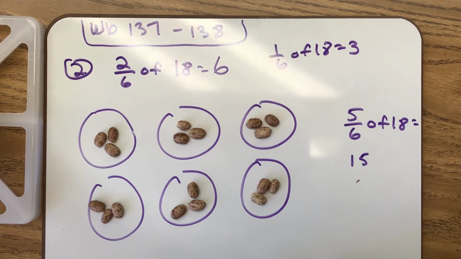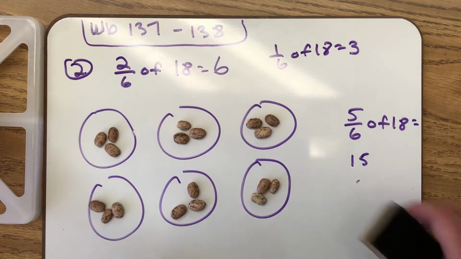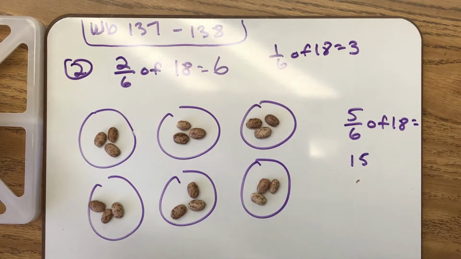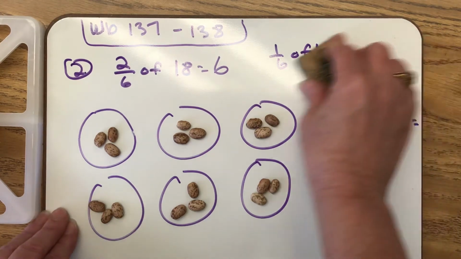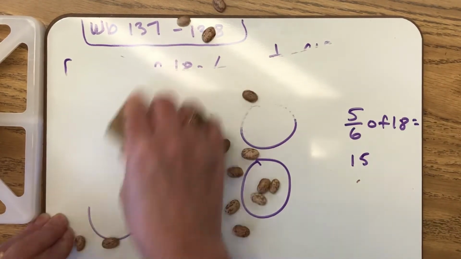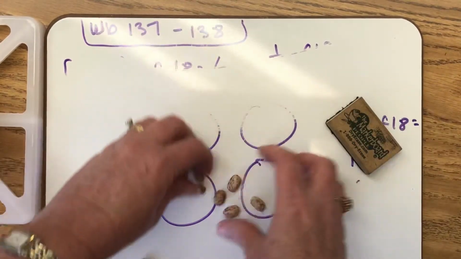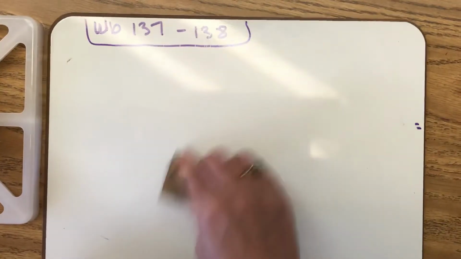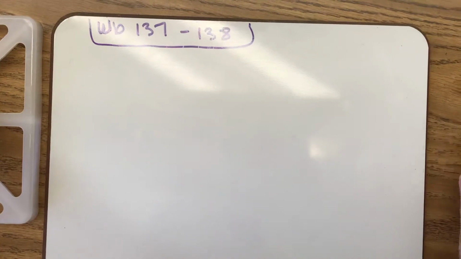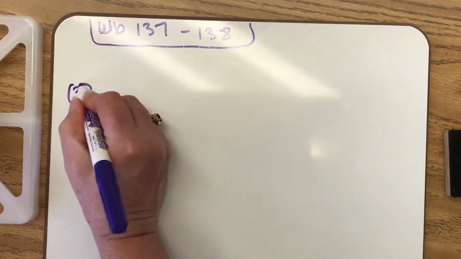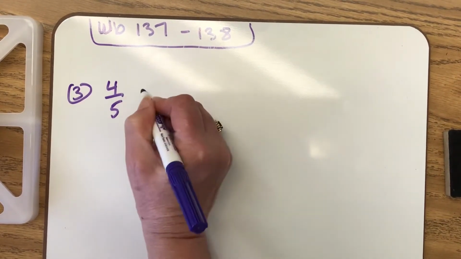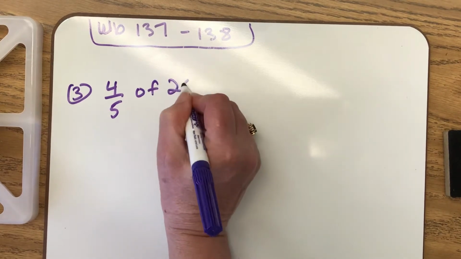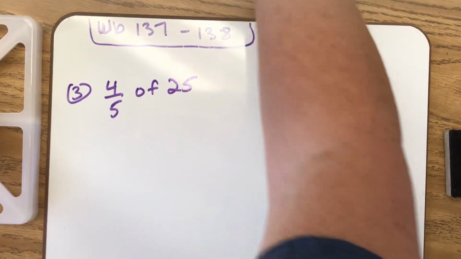Now we'll go back to page 137 to number 3. Number 3 is asking us to find 4/5 of 25. So I have my 18 beans, but I need to get out 7 more so that I will have 25 to do 4/5 of 25. So I need to have 25 beans in all.